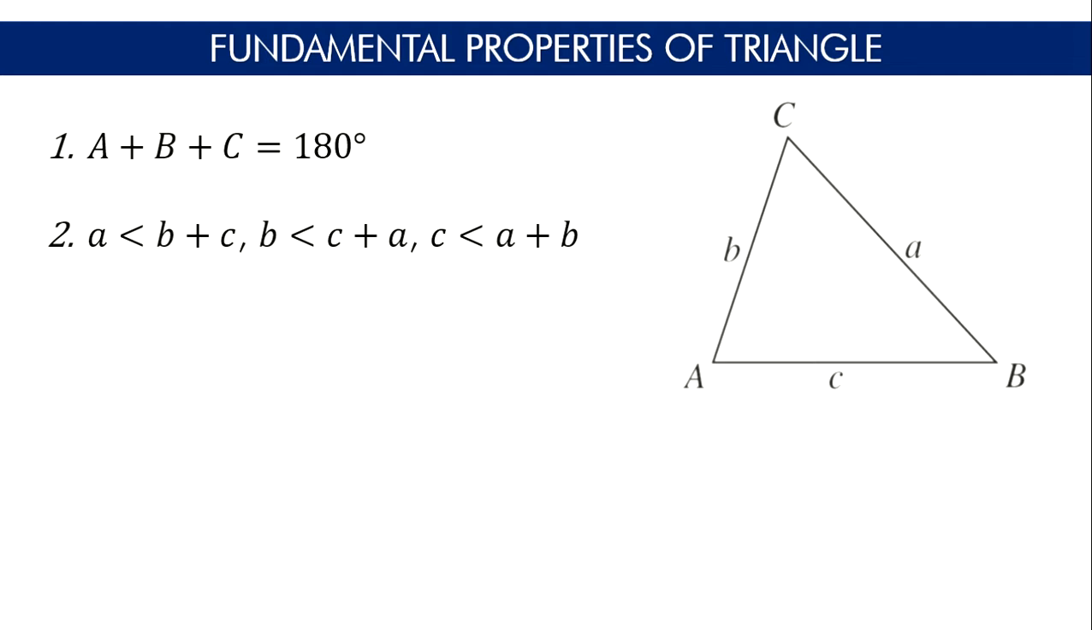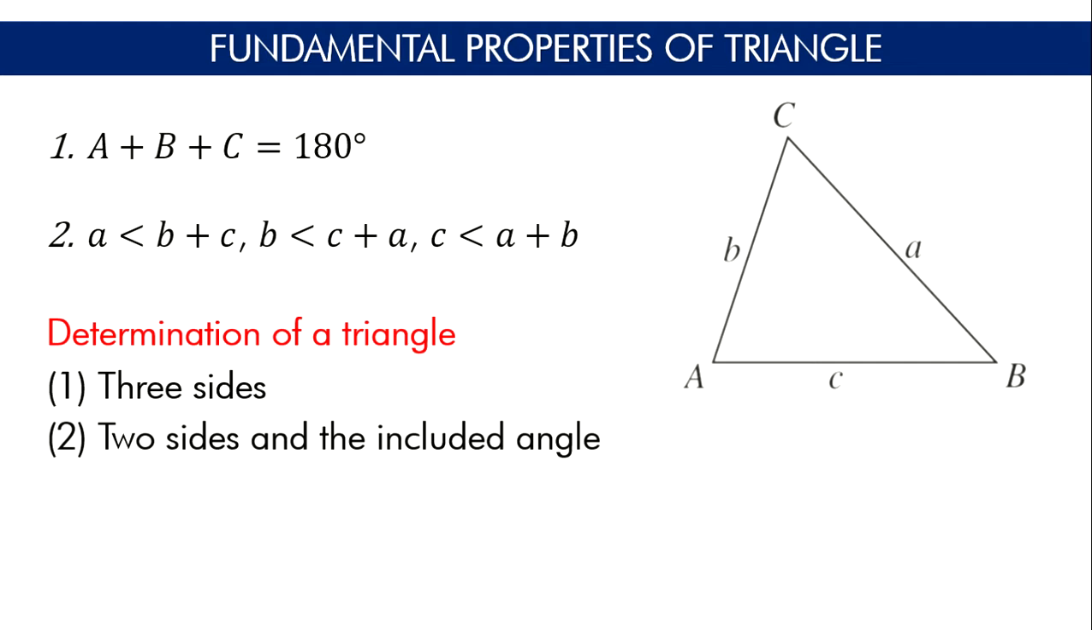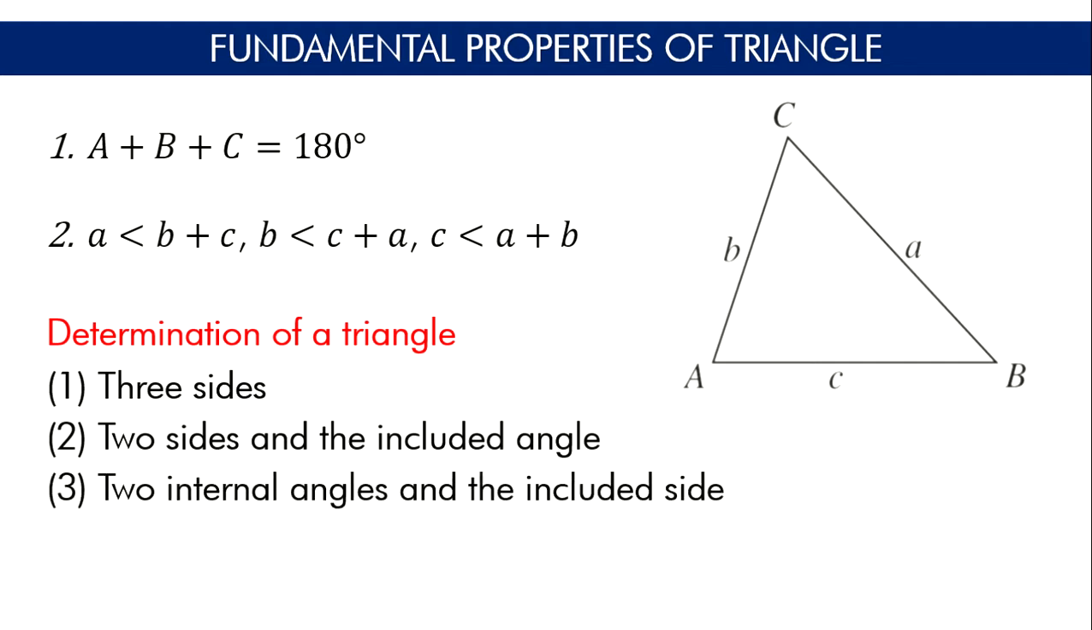So we have here A is less than the sum of B and C, B is less than the sum of A and C, and C is less than the sum of A and B. In addition, with the solution of oblique triangles, we have different cases to consider. We need to recall the determination of a triangle when given its three sides, two sides and the included angle, and lastly the two internal angles and the included side. We will also use concepts in geometry to answer the problems here in trigonometry.